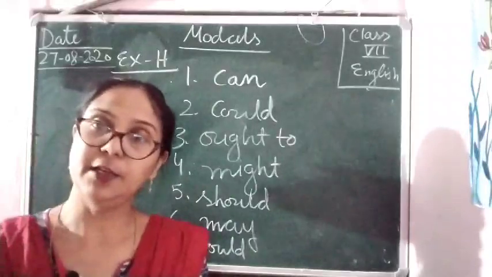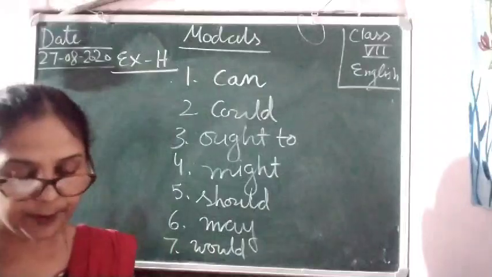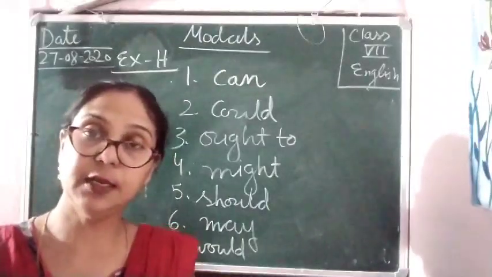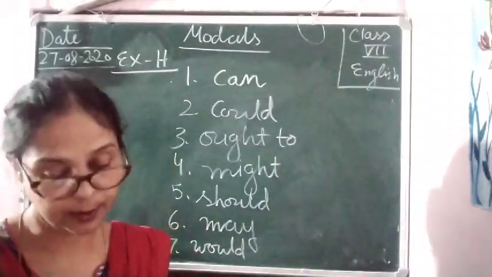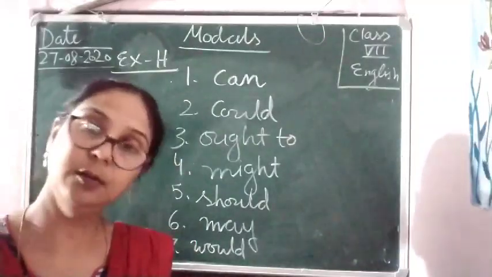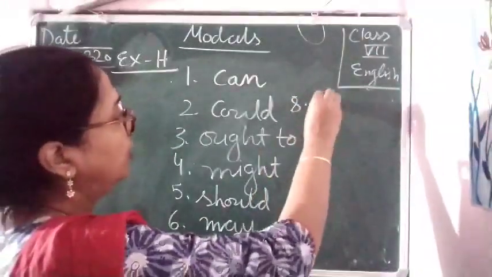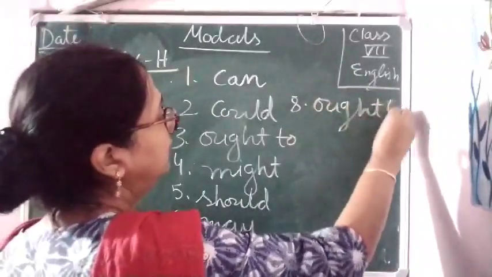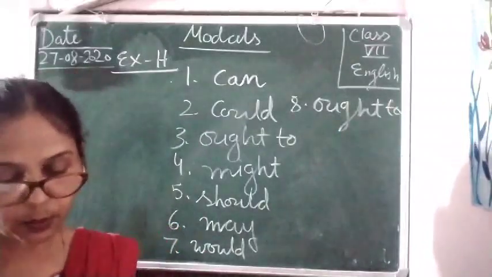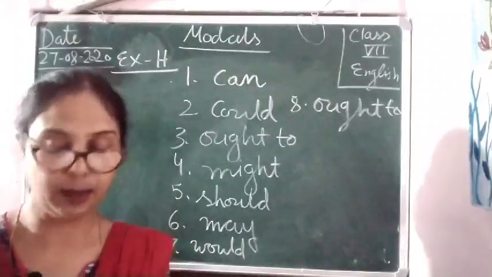Okay, now number 8. We dash to be grateful to our parents for our upbringing. Here it is showing our moral responsibility or moral duty. The modals given in the bracket are ought to and might. So always we are going to choose ought to. In 8th we are going to write ought to, because it's showing our moral duty. So we ought to be grateful to our parents for our upbringing.